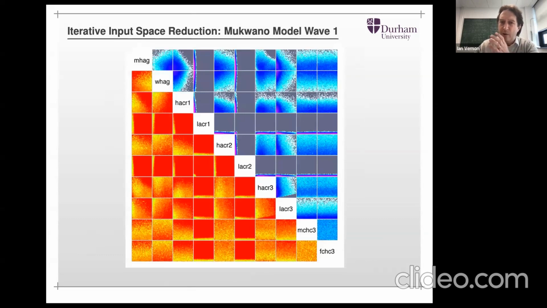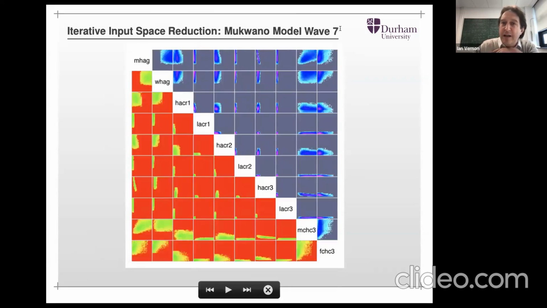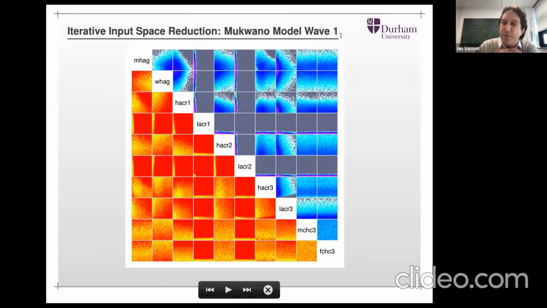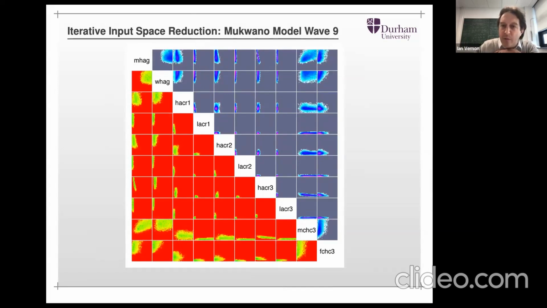So here's our Mokwano model after one wave of runs. So that's one set of runs and one emulator. And then we do a second wave. Sorry, this is now wave 4. And then this is now wave 7. So you get this progression, wave 1, wave 4, wave 7. And you see we start learning more and more about the input space. Those are all the inputs, by the way. All these little panels are 2-dimensional projections of the input space. Now, that's wave 9. I think that's where we got to.